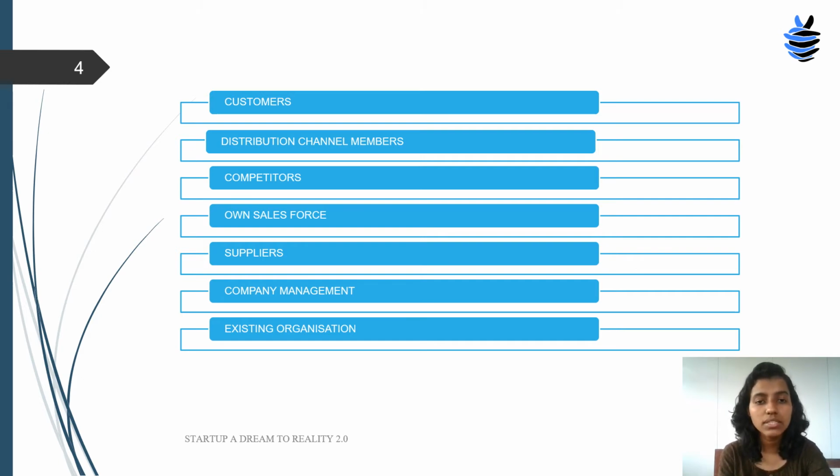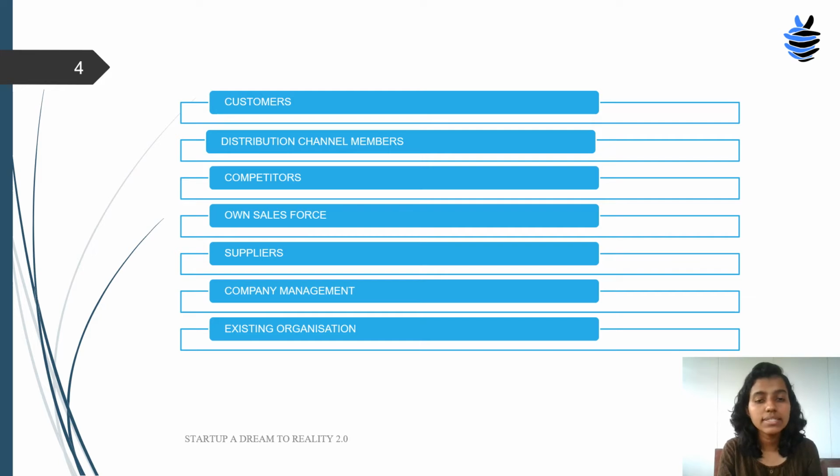And the next one is the company's own management. That is, many times owners, savers, and members of management have given brilliant ideas for product development, and these ideas will surely help us, and it should be carefully studied. And this can be considered as a good source of idea generation.